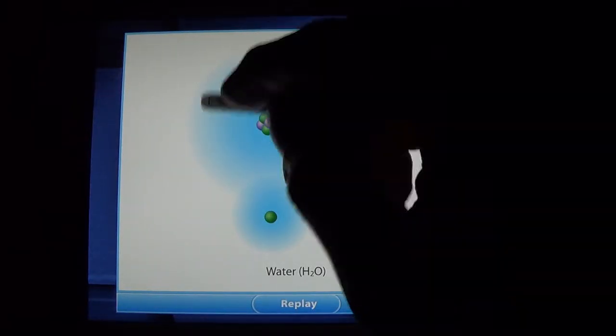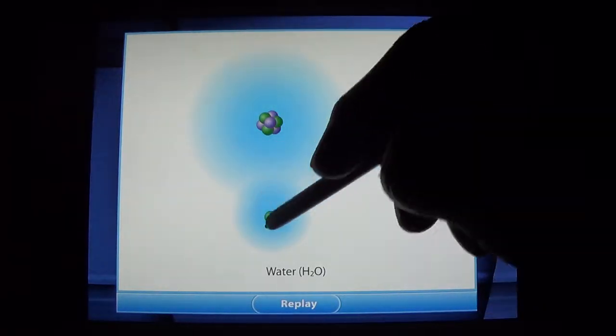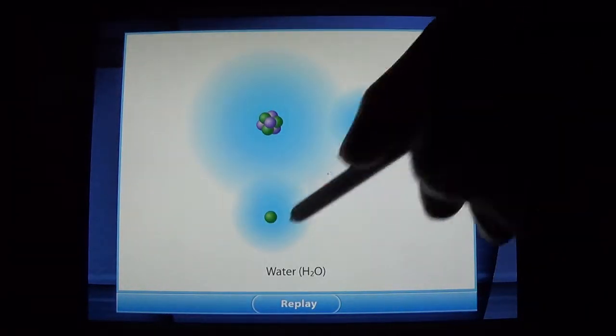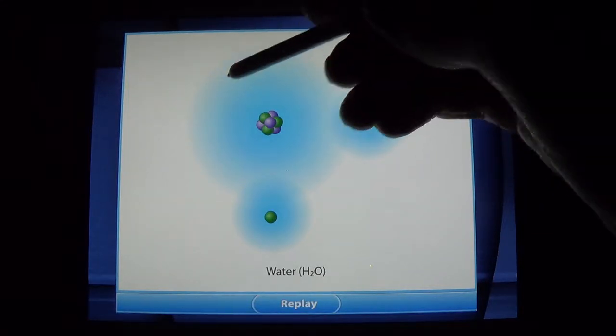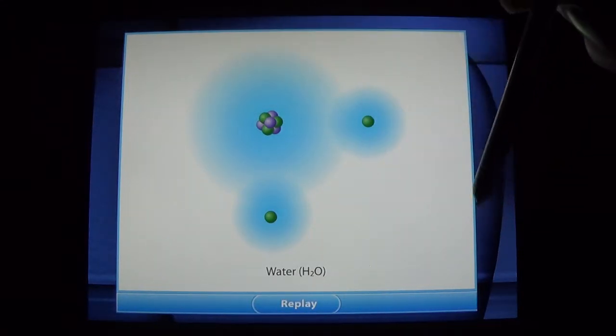So oxygen's getting a little more negative. The hydrogen's a little more positive. I'm setting it up to be a polar covalent. It's just got a negative end, a positive end. It's like the poles of a magnet.